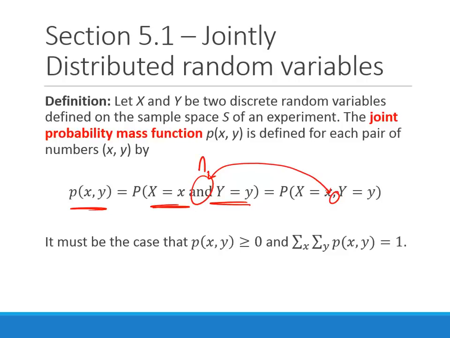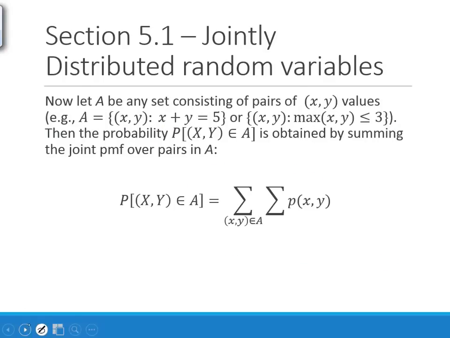And so then, just like back in chapter 3, we want to make sure that this thing is always bigger than or equal to 0. And if you sum over all possible values of x and all possible values of y, you get 1. So that's the same idea as we saw before. That's how we know that we have a valid joint probability mass function, as long as it's non-negative and sums to 1.